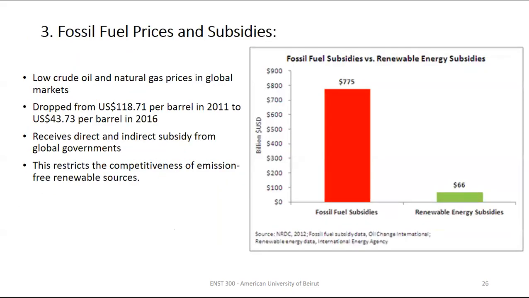Another barrier is the low prices and abundance of crude oil and natural gas. Global crude oil prices are continuing to drop, which makes solar energy less attractive and less competitive when set against them. Moreover, the fossil fuels receive various forms of direct and indirect subsidy from governments, which hinders the investment in renewable energy technologies. We can notice on this graph that there's a huge difference between the fossil fuel and the renewable energy subsidies, and this is internationally.